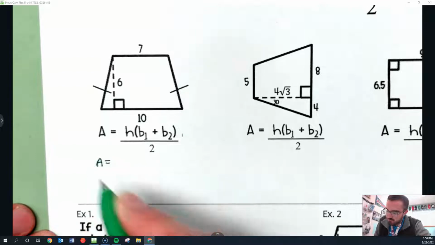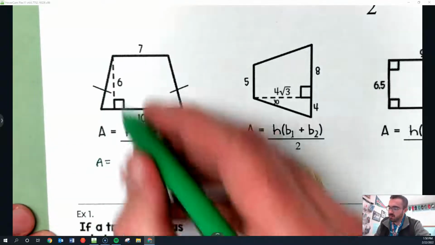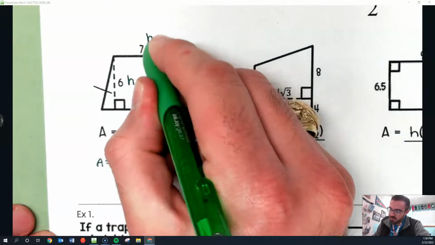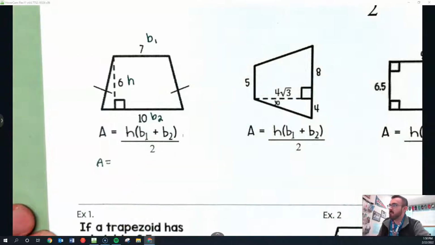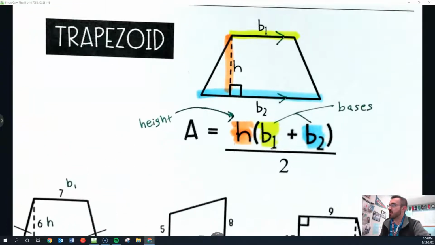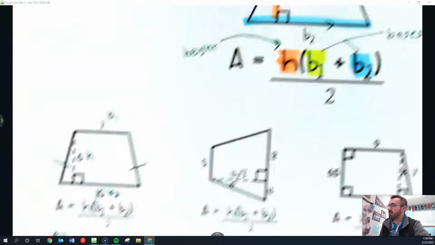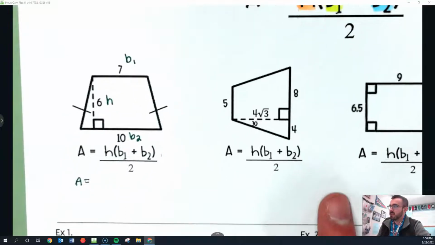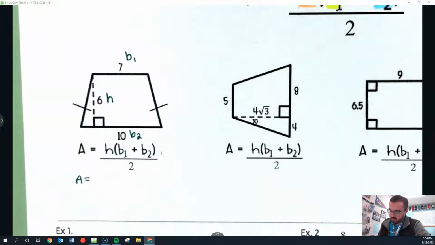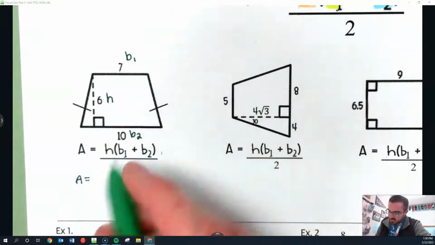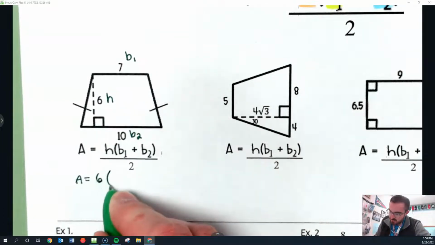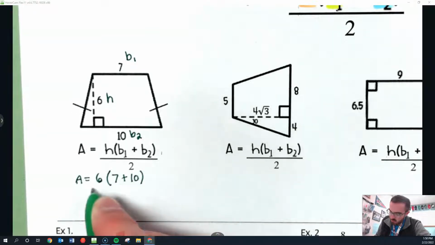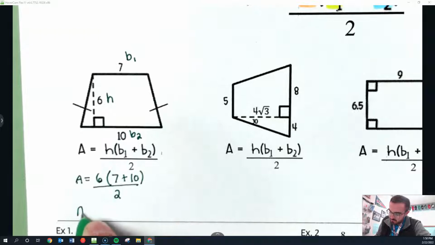A equals, okay, what is my height here? Well, going up and down is 6. That's my height. This would be my base 1. This would be my base 2. Make sure you know how to do that according to our picture. I just labeled it exactly like my picture up here. Height goes up and down. Base 1 and base 2 are parallel to each other. Then I just start plugging in. So if H is 6, I'm going to put 6 right here. And then in parentheses, I'm going to have B1, which is 7, plus B2, which is 10, all divided by 2.